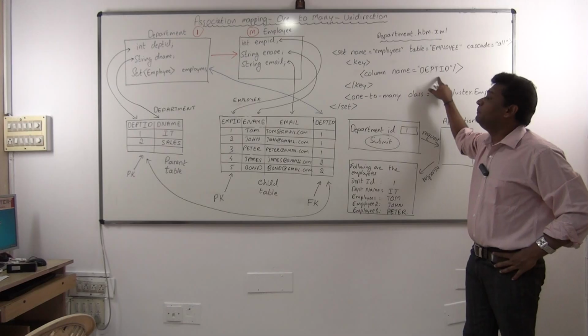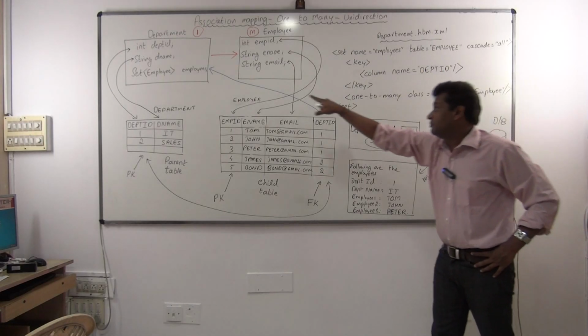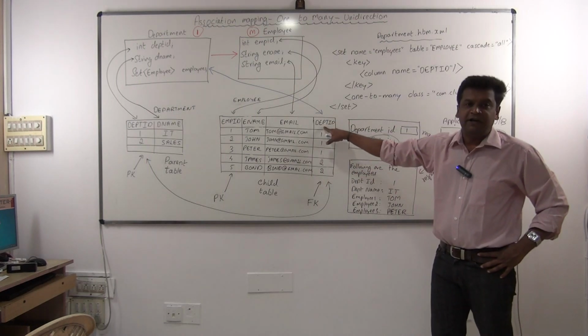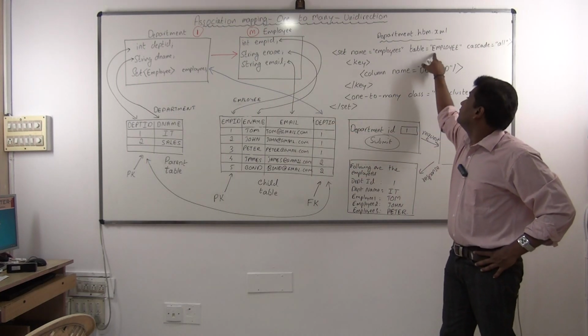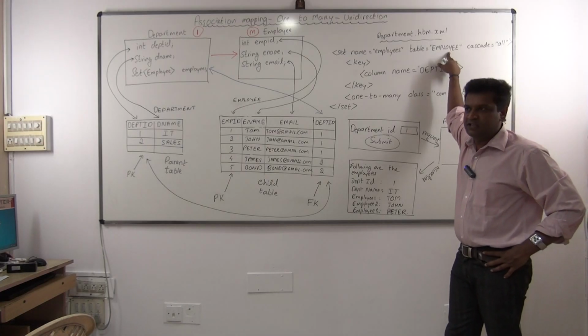Column name is equal to DPT ID. Means this property will be mapped with what now? DPT ID column. So the employees will be mapped with department ID column of which table? Employee table. It's so clear. It's almost all self-explanatory.